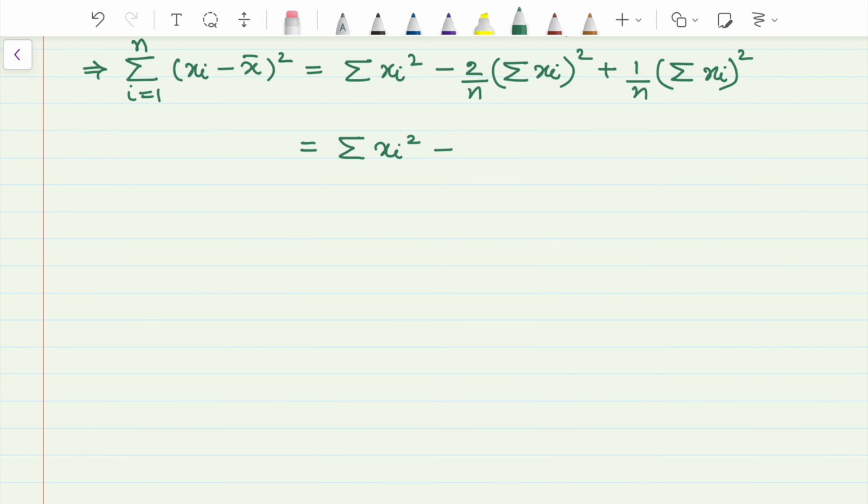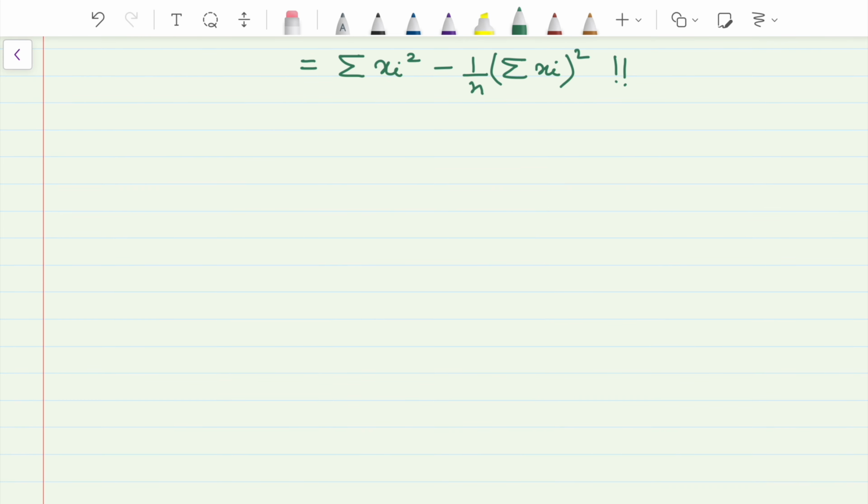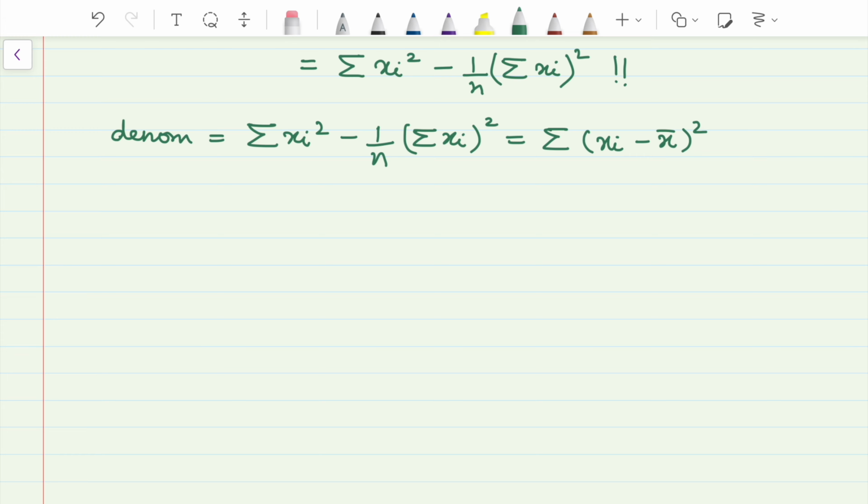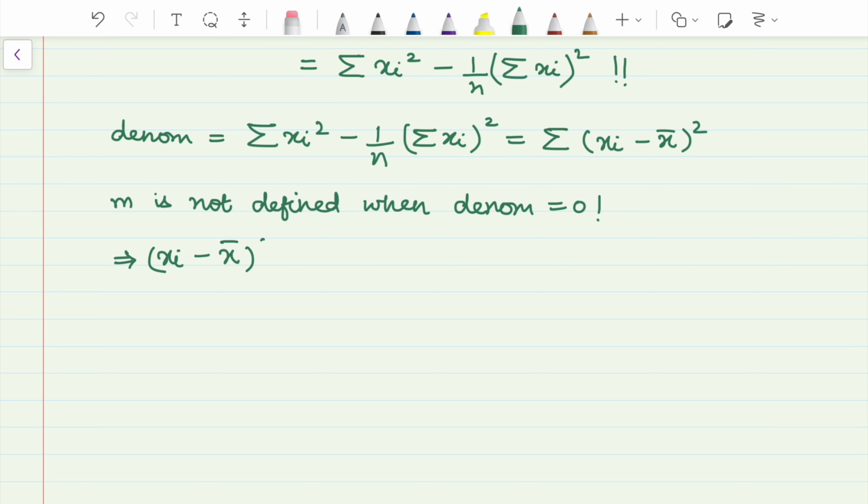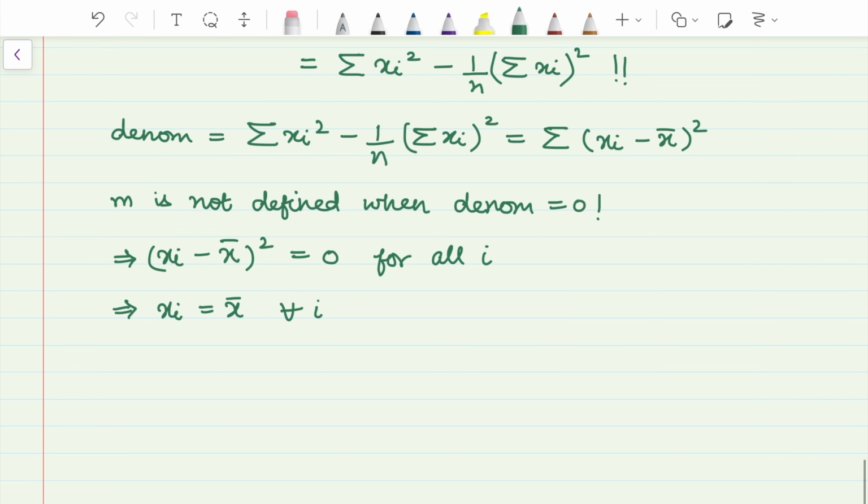Now, in this case, when the denominator equals summation of xi minus x bar whole square, m is not defined when the denominator is equal to 0, which means when xi minus x bar whole square is equal to 0 for all i, the value of m is not defined. This means that for all i, the values of xi are equal to the mean, which is x bar, which means there exists only one feature value or the values of all features are equal.